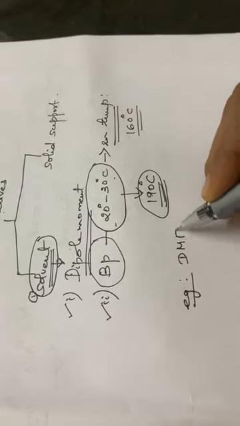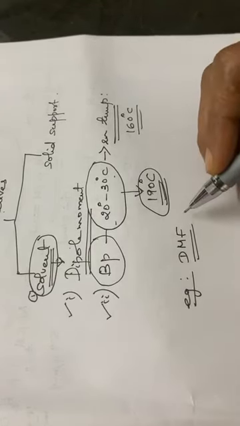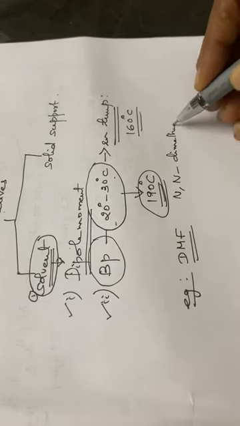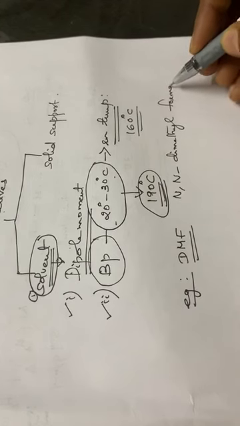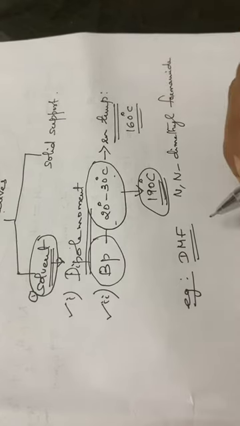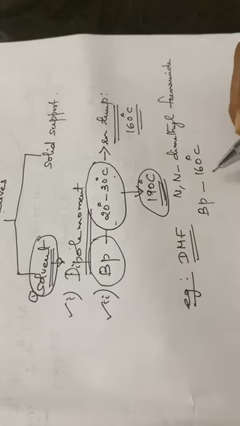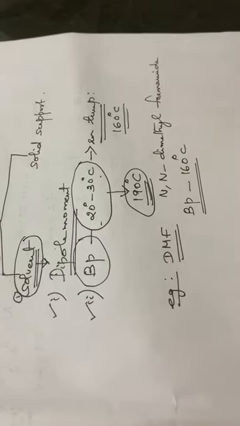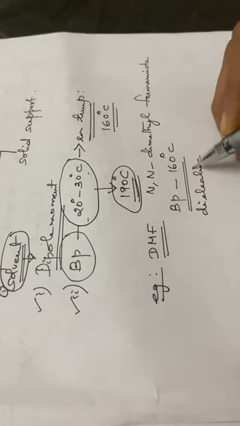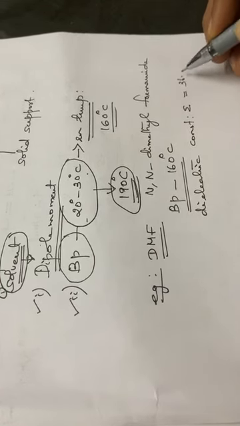DMF is a solvent which is used for this microwave assisted organic synthesis, and this DMF is N,N-dimethyl formamide. Okay, so this N,N-dimethyl formamide has a boiling point of about 160 degrees Celsius, and also it has a dielectric constant. Normally dielectric constant is denoted by epsilon. This dielectric constant is equal to 36.7.